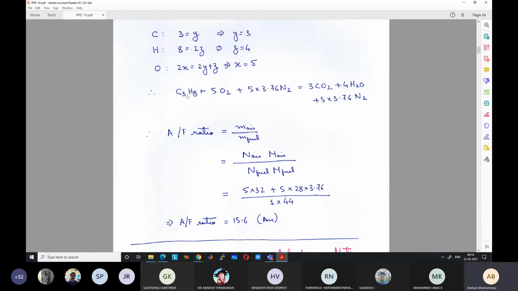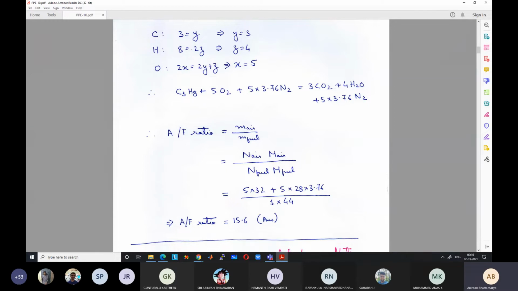And molar mass of fuel is, we have 3 carbon atoms, so 12 into 3, 36, plus 8 hydrogen atoms, so 8 into 1, 8, so 36 plus 8, 44. So molecular weight of this is 44, and we'll assume that that is also equal to the molar mass. So molar mass is 44 for the fuel.